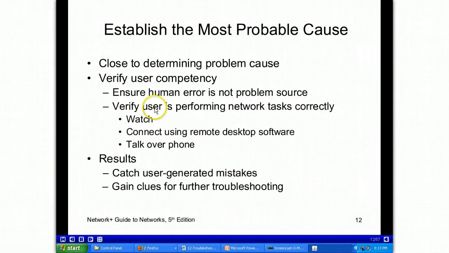Here's another one. Verify users are performing network tasks correctly. Watch them like I was talking about. Even when you watch them, though, people will do things that they're not supposed to. That'll happen. Connect using VNC, like we've done in here. Use some type of remote software. That helps a lot. Talk over the phone. Results: it catches user-generated mistakes. It gains clues for further troubleshooting when you establish some type of probable cause.